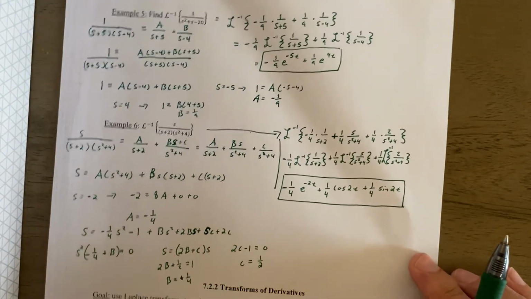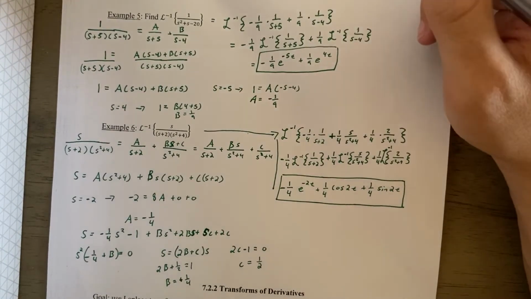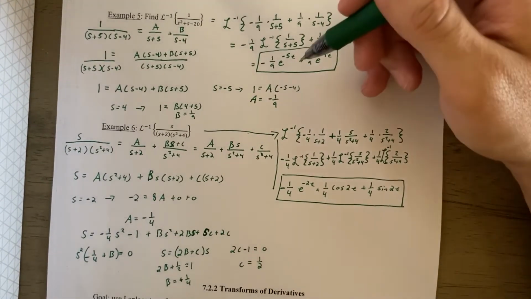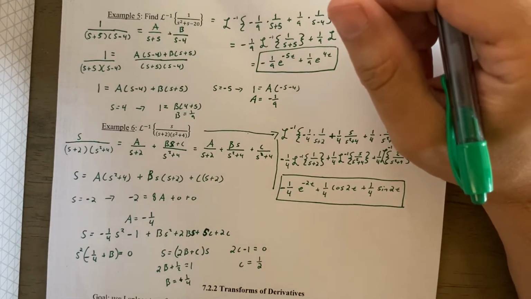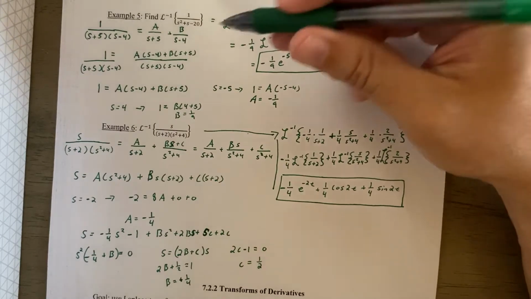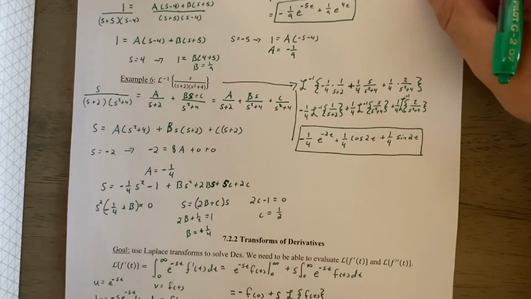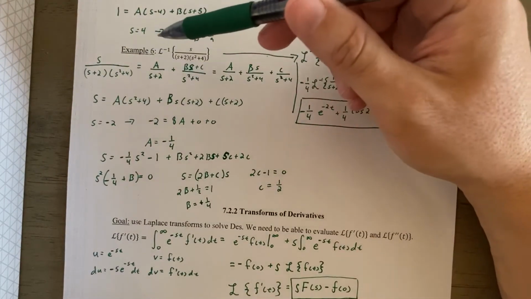All right, and I'm finished. I did the inverse Laplace of that. And again, having to use partial fractions, it's been a while. We did it a little bit earlier this year, but it's going to come back in this section, and it's going to come back pretty hard. I'm sorry. All right, so we're going to do the same thing again with example 6.